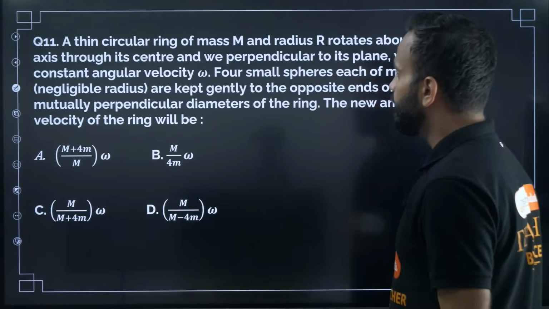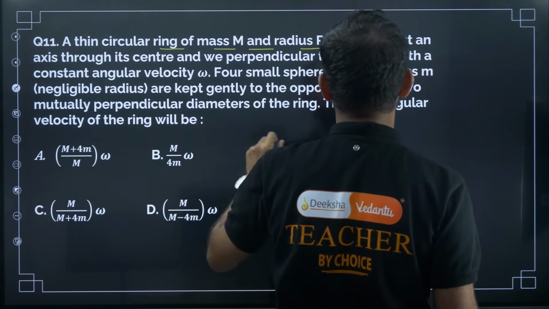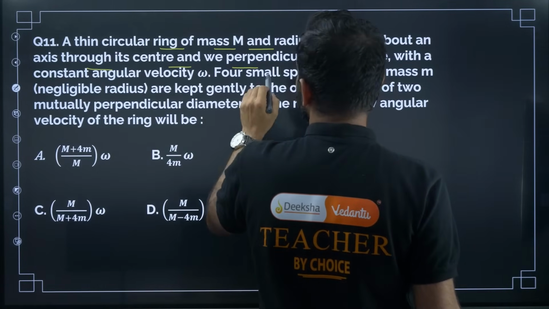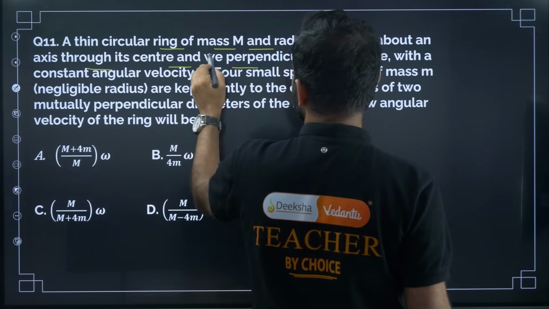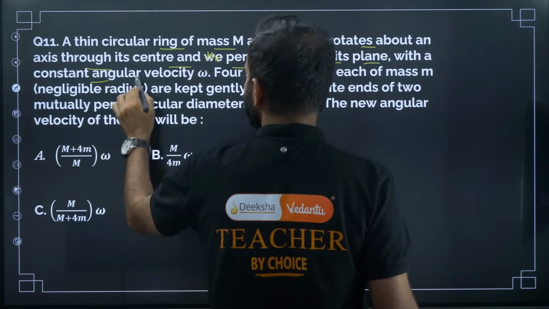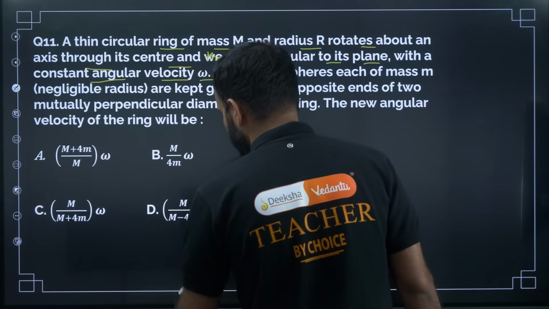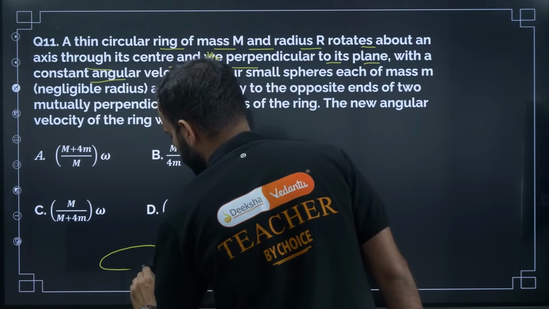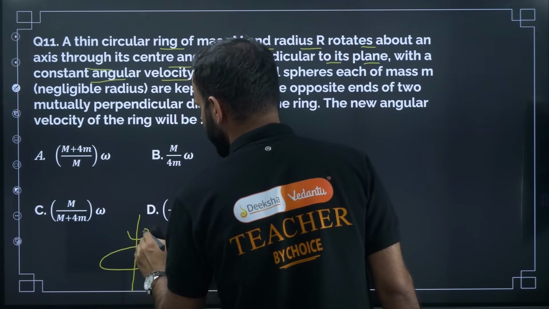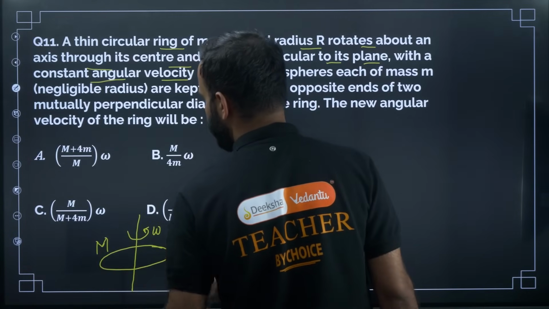Next question, question number 11. A thin circular ring of mass m and radius r rotates about an axis through its center and perpendicular to its plane with a constant angular velocity omega. Okay, I will draw here. So this is the ring. It is rotating with angular velocity omega. Mass of the ring is capital M.